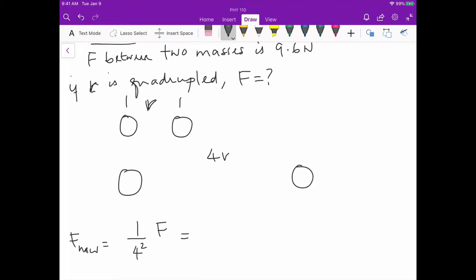The old force was 9.6. So therefore the new force is going to be 1/16 of 9.6. Okay. Plug that in your calculator. If you want, I can verify, but the answer is 0.6, right?